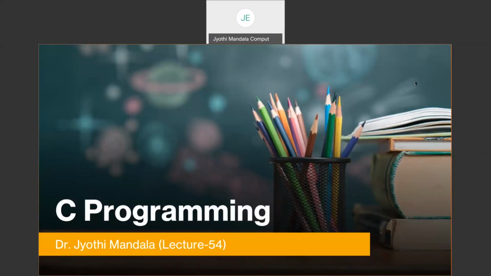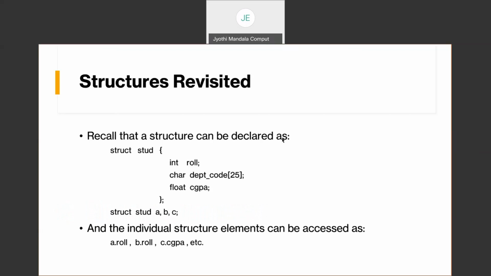Okay, so in today's class, we'll be learning about arrays of structures. In the last class, we learned what a structure is, how a structure can be defined, how structure variables can be declared, and how structure values can be initialized. We have seen with an example that a dot operator is used to assign the values. I am revising the same thing once again, quickly.